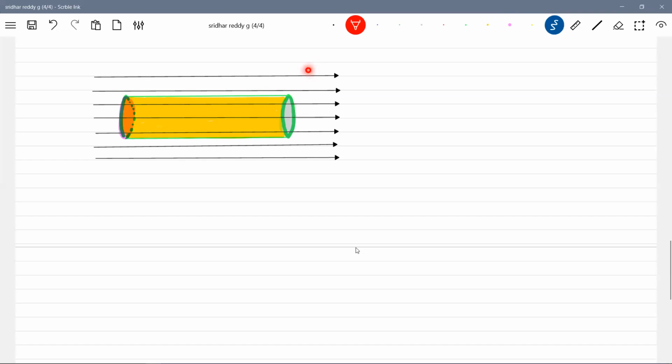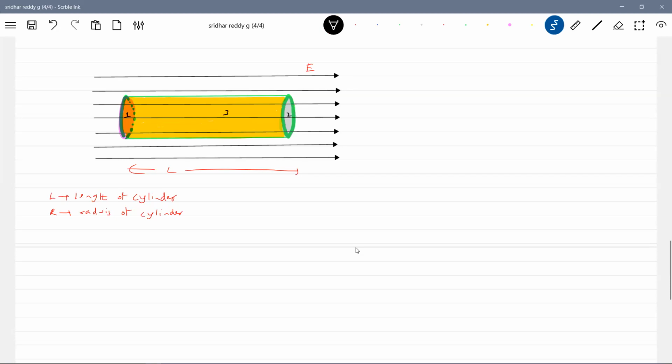This is the E bar. Let the length of the cylinder be L, and the radius of the cylinder be R. Now, how many surfaces do we come across? One surface is this one, surface 2, and this is a curved surface.